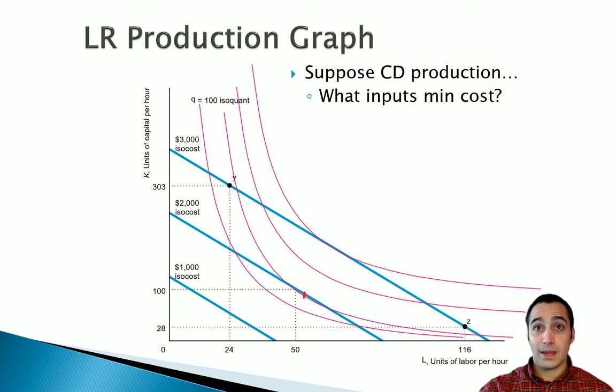Well, it must be that any point other than this is either insufficient or inefficient. So let's first talk about the insufficient combinations. Obviously, this bundle of L and K is much cheaper than this bundle, right? This is a better job of minimizing costs. However, it's insufficient. We don't make enough stuff. So we know that anything below this purple line is not good enough.